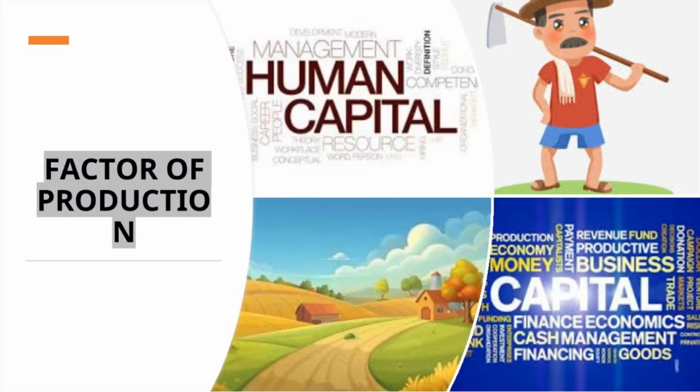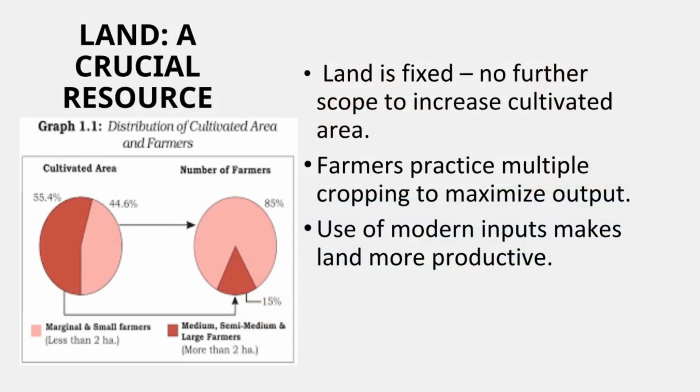Factors of production. Land, a crucial resource. Land is fixed, no further scope to increase cultivated area. Farmers practice multiple cropping to maximize output. Use of modern inputs makes land more productive.